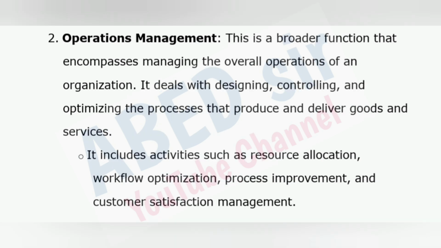2. Operations management. This is a broader function that encompasses managing the overall operations of an organization. It deals with designing, controlling, and optimizing the processes that produce and deliver goods and services. It includes activities such as resource allocation, workflow optimization, process improvement, and customer satisfaction management.